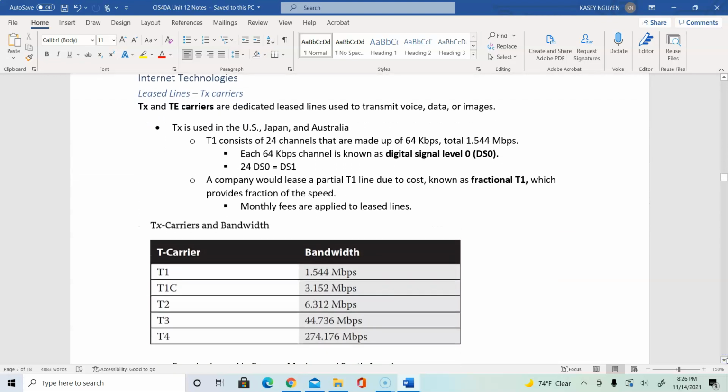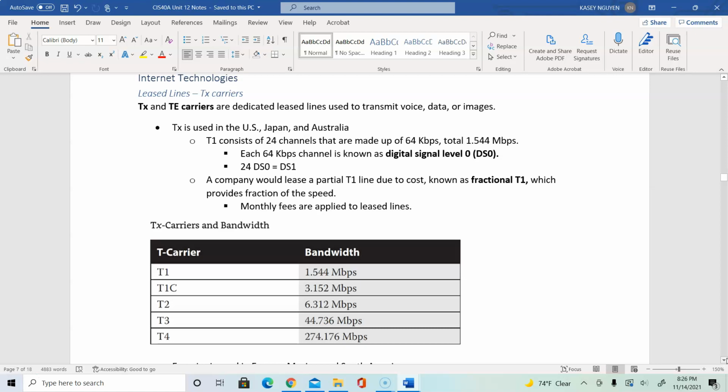With internet technologies, we would have different types of connections with the service provider. A company can subscribe to a lease line which is known as the TX or E carrier. TX is used in US, Japan, and Australia. It consists of 24 channels that are made up of 64 kilobit per second each. So the total for this would be 1.54 megabit per second.